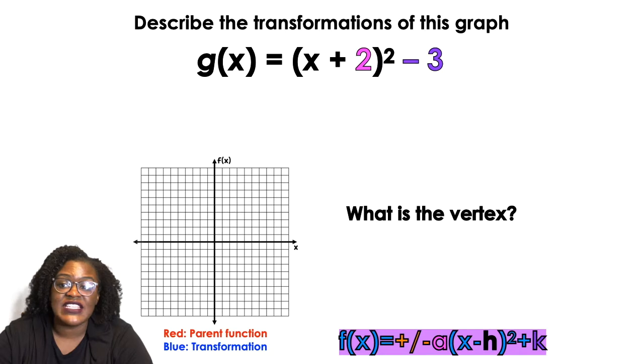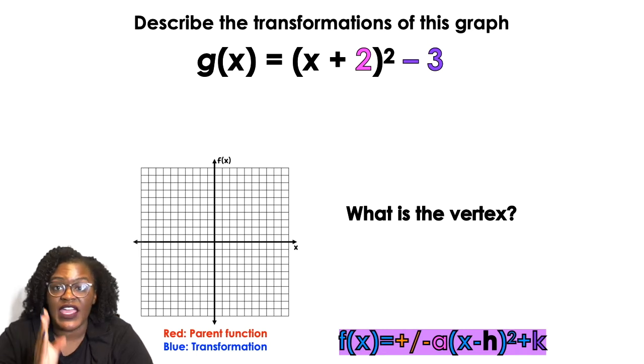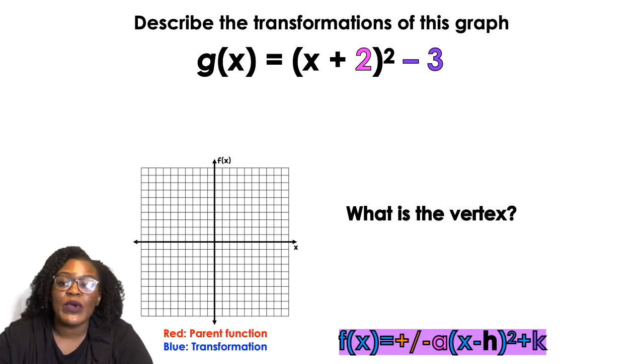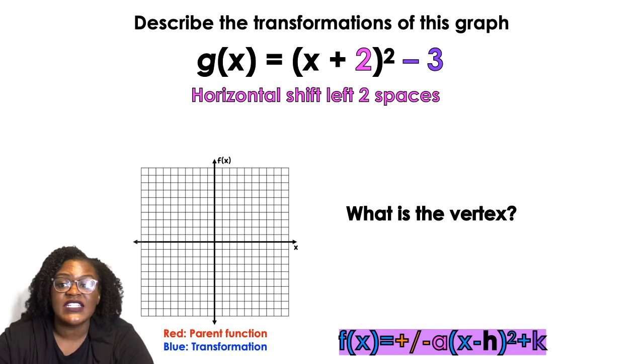We have g of x equals x plus 2 quantity squared minus 3. Again, we have an h value and a k value. Our h value tells us our horizontal shift. h stands for horizontal, remember that. When we're looking at our horizontal shift, it is a plus 2. But remember, inside the parentheses, it always does the opposite. So instead of going to the right 2 spaces, we are actually going to go to the left 2 spaces. So horizontal shift, left 2 spaces.